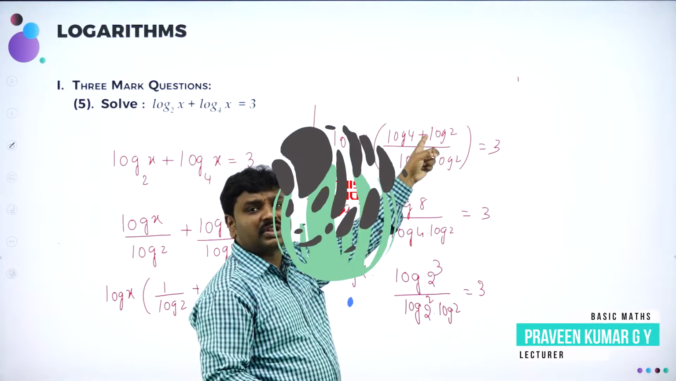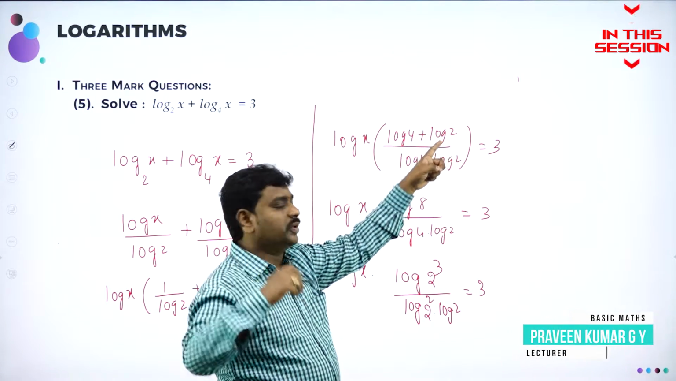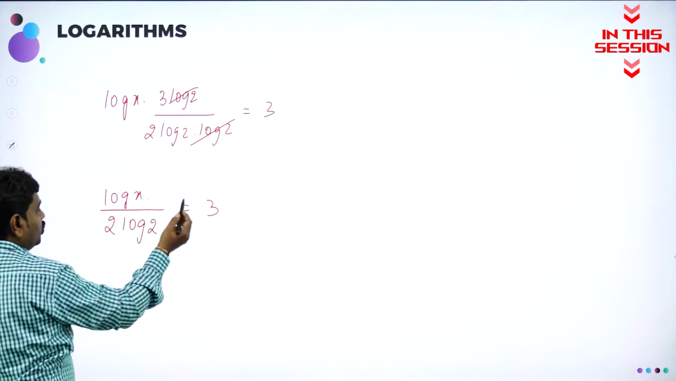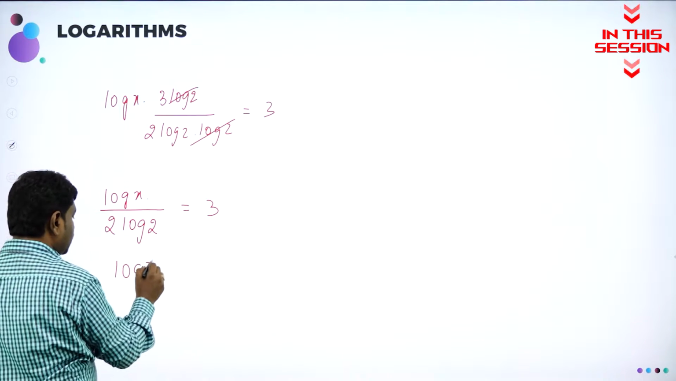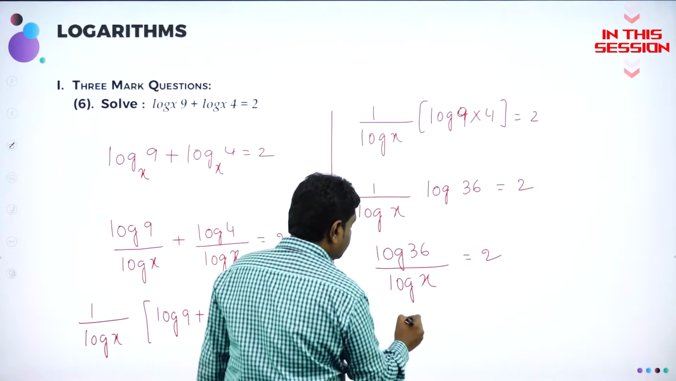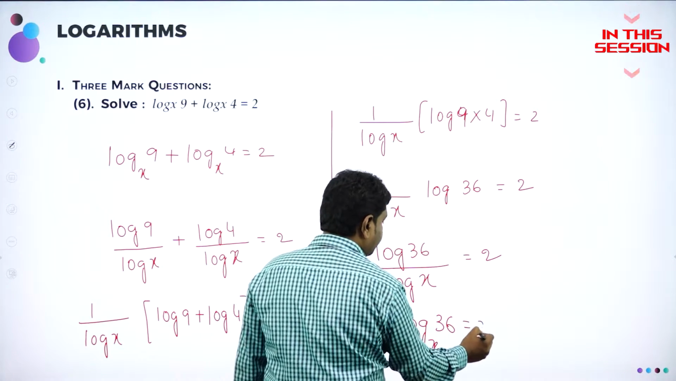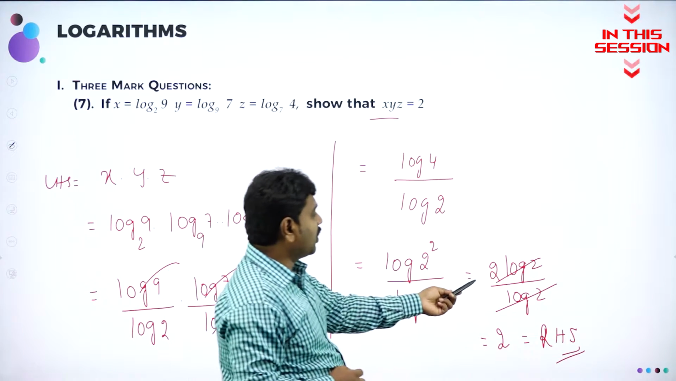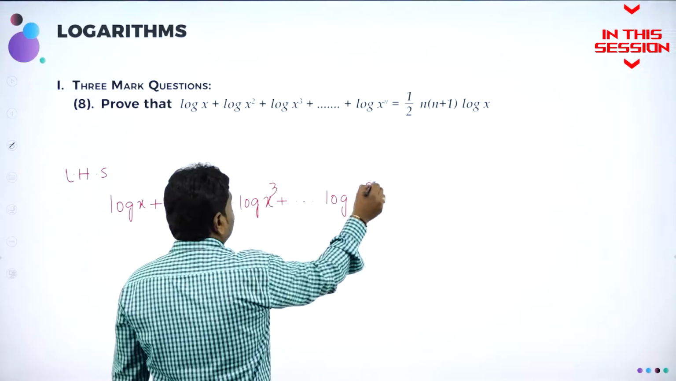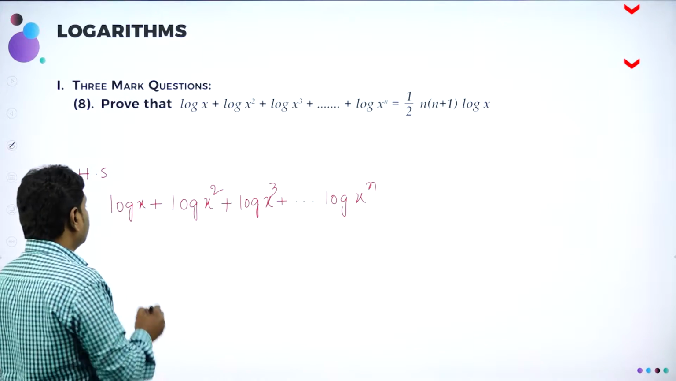Log a plus log b. What is log a plus log b? Log a into b. Again use change of base rule. 2 you transfer that side. I am left out with log x by log 2. Change of base rule. Can I write it as log base x 36 is equal to 2. Log a power m, what is log a power m? M log a. 2 comes out. 2 log 2. Log a plus log b. What is log a plus log b?